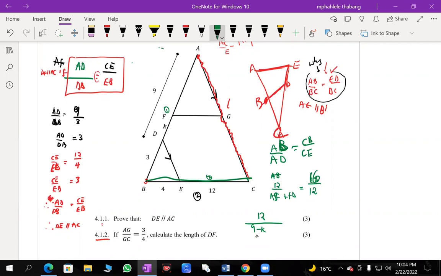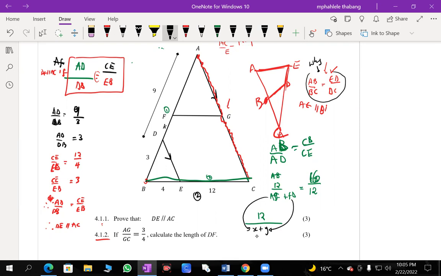So now it's better to put it down. AF is 9 minus K, and FG is K. It is safer that way. Okay, we apply AF plus FG plus FD. Let x be AF and y be FG.